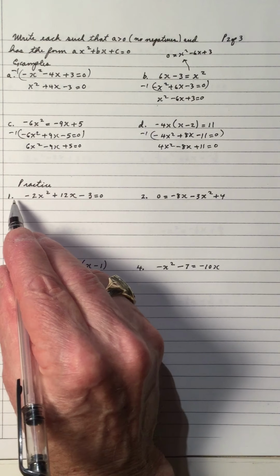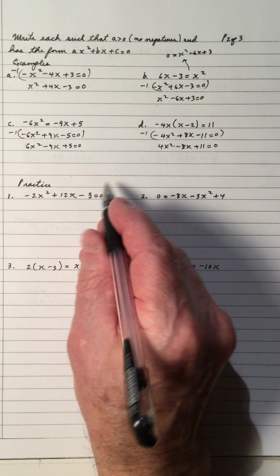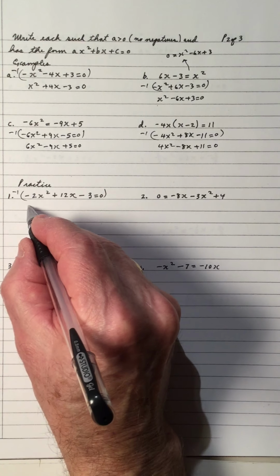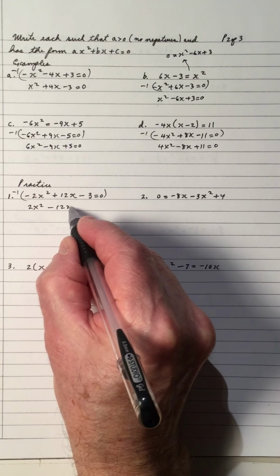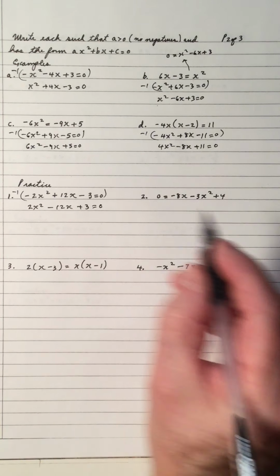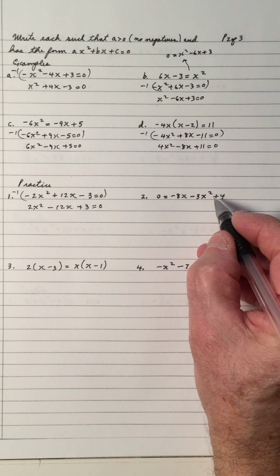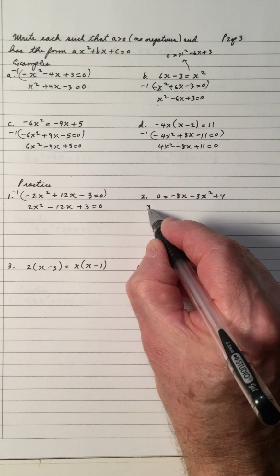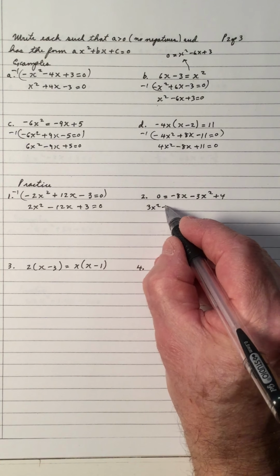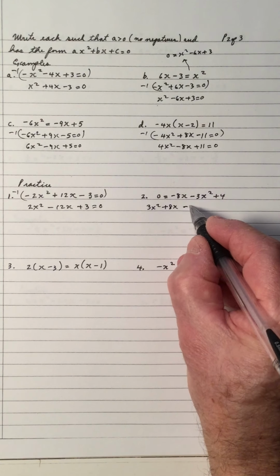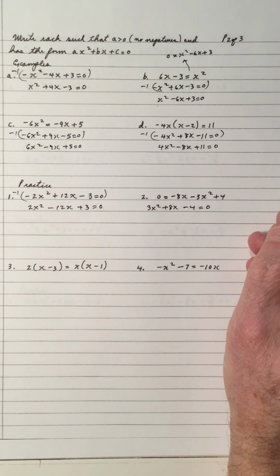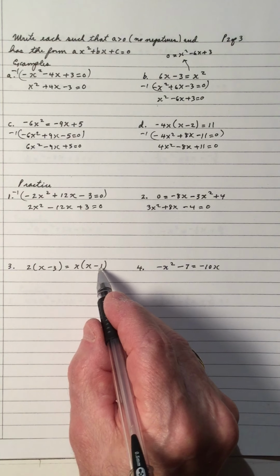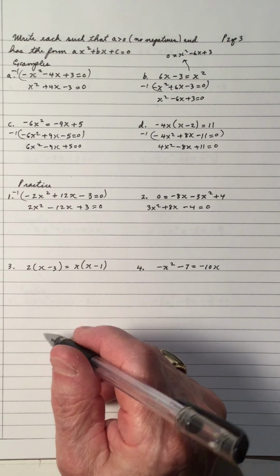Practice. So practice, I will write it in descending order, right? It's an x squared, an x, and a number, so I multiply by negative 1. So I get 2x squared minus 12x plus 3 equals 0. And I move all variables to the left in descending order, so the negative 3x squared becomes 3x squared. The negative 8x becomes a plus 8x. The plus 4 becomes a minus 4 equal to 0. So I have it in the right order, and a is not negative. Perfect.